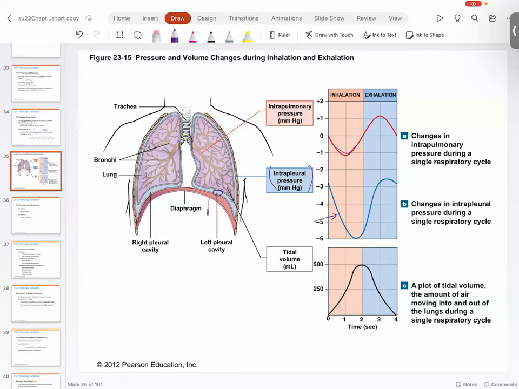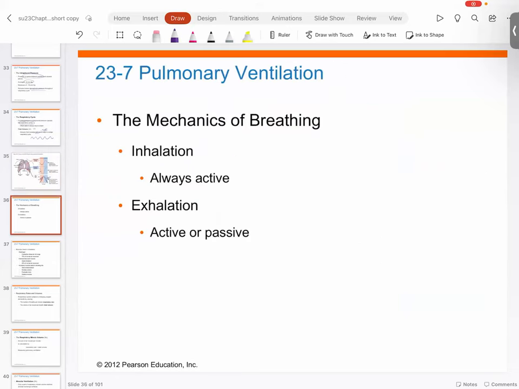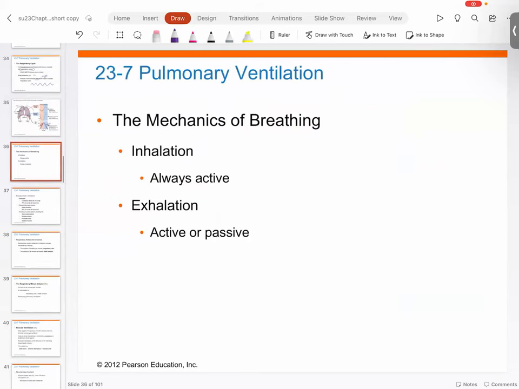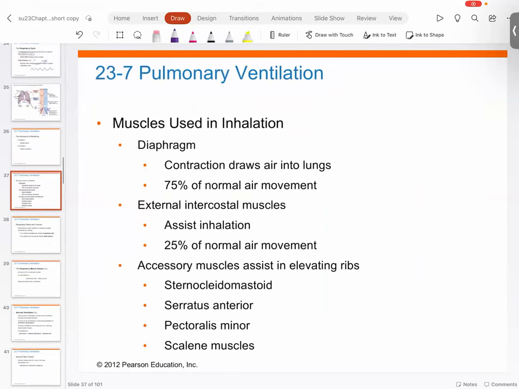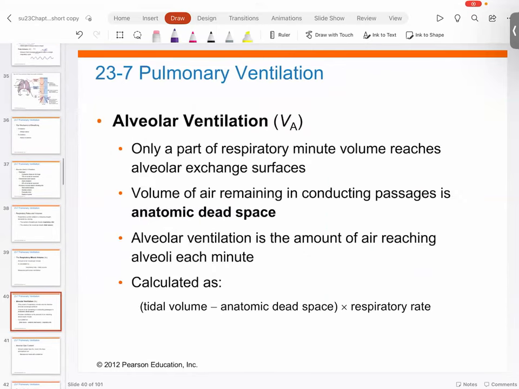So your contraction of your diaphragm, or your inhale, is always the inflection in tidal volume. The deflection going back down is the exhale. So this is inhale. This is your exhale. That's basically what that is. So we already talked about that. It's passive.